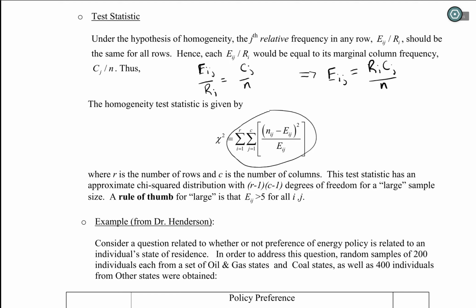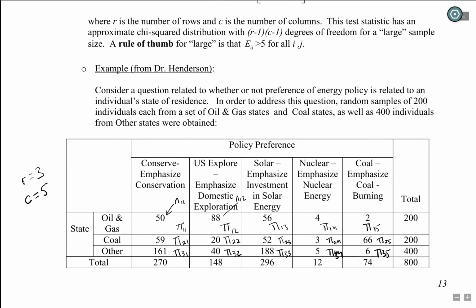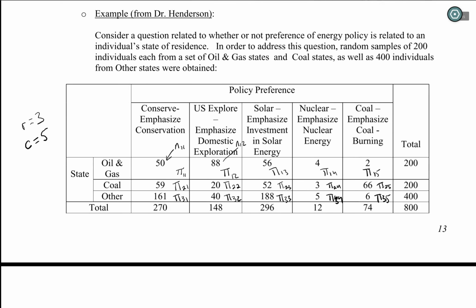Okay, so are these the same tests? No, they're not the same tests. The hypotheses are different, but the statistic that's used to test the 2 different kinds of hypotheses is the same. This test statistic again follows a chi-square distribution with r-1 times c-1 degrees of freedom, and has a large sample size there. Okay, a rule of thumb for large again is that the expected count is more than 5.